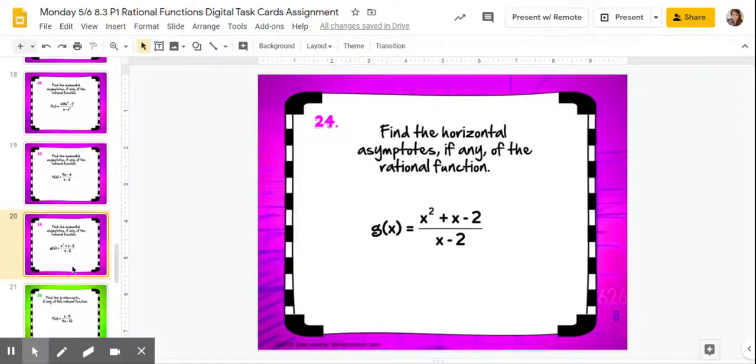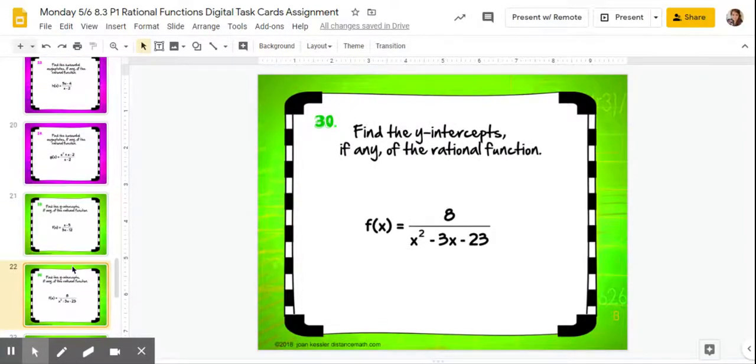Looking at number 29, 30, and 31, it is asking you to find the Y intercept, which basically means all you do is plug 0 in for X and then evaluate it to figure out what your Y intercept is. And those answers will be written as points.